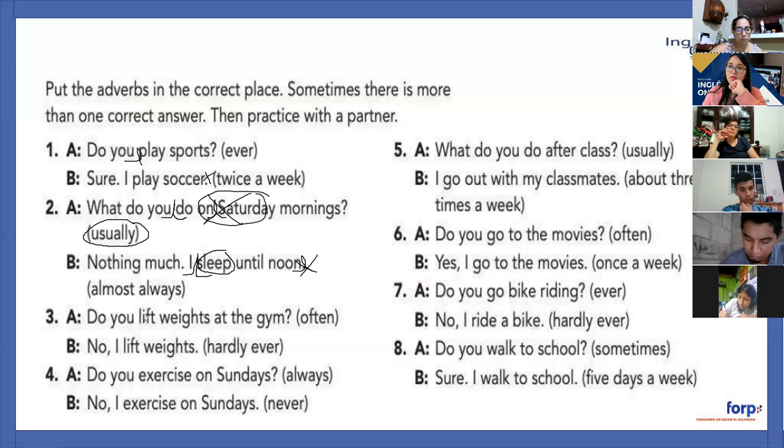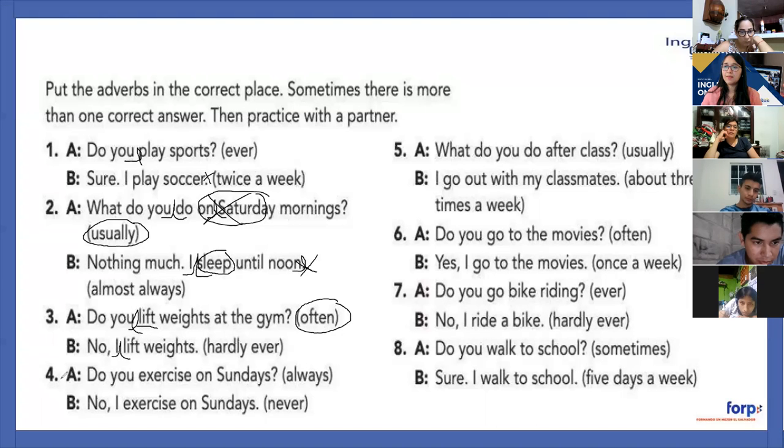What about number three? It says, do you lift weights at the gym? ¿Cómo nos quedaría? How can we create a sentence using often? Sería, do you often? Yes, right. Tenemos el verbo lift, entonces. Lift weights at the gym. Exactly, that's right. Do you often lift weights at the gym? And the answer? No, I hardly ever. That's right. Perfect. No, I hardly ever lift weights.